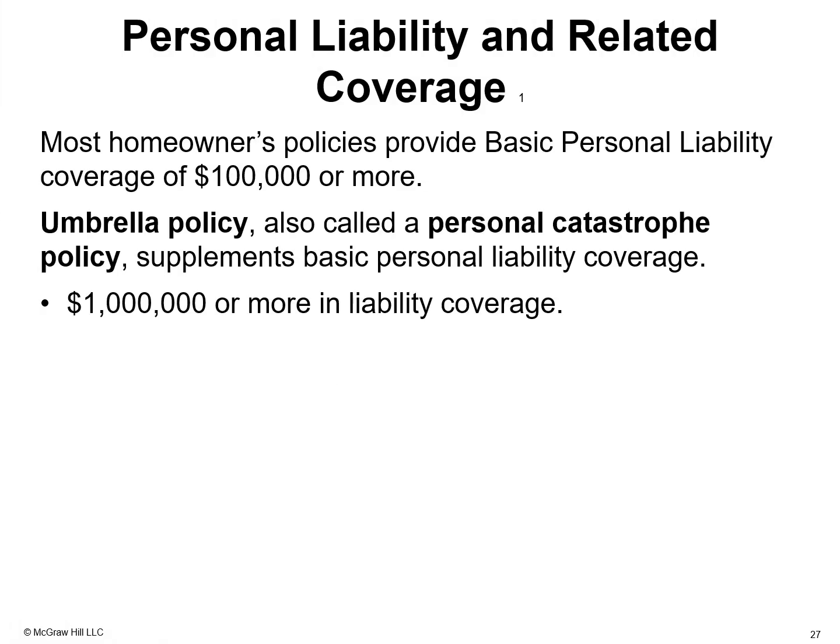Most homeowner policies provide a basic personal liability of $100,000. And that's if that person wants to sue against you. You can also get what they call an umbrella policy, or sometimes it's called a personal catastrophe policy. And you can get up to $1 million in extra coverage. And that kind of is that gap coverage.